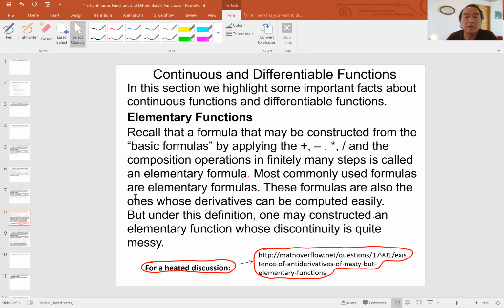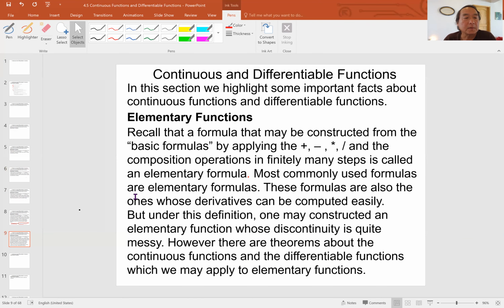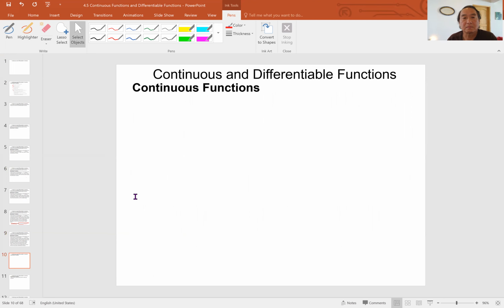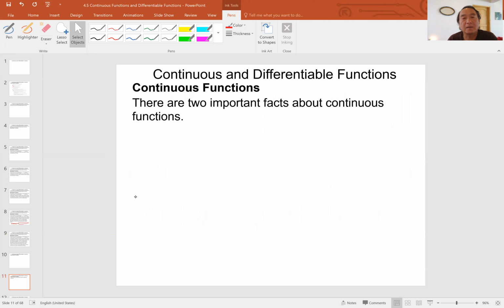But a word about the elementary functions. There's some discussion about exactly which class of functions should be included as elementary functions besides those. There are some arguments, so if you want to see the discussion, you can Google it. The takeaway for now is that all the elementary functions made up of those formulas are continuous. As long as it's defined at a point, it is continuous at that point. Sometimes if it's a boundary point, it's right continuous or left continuous.